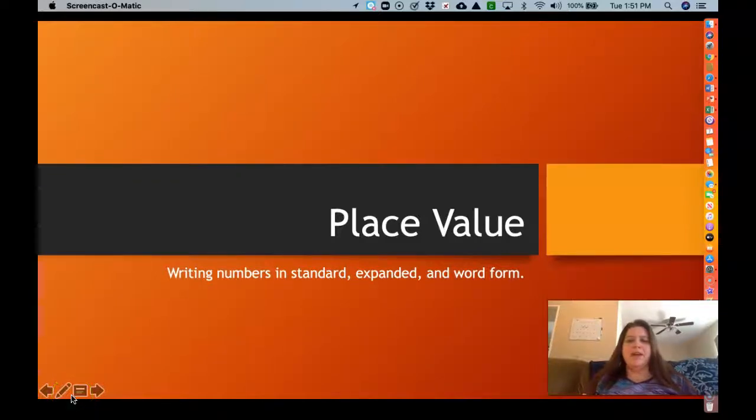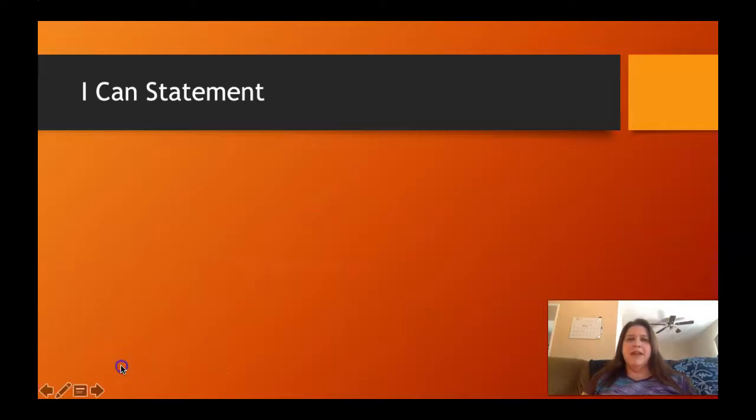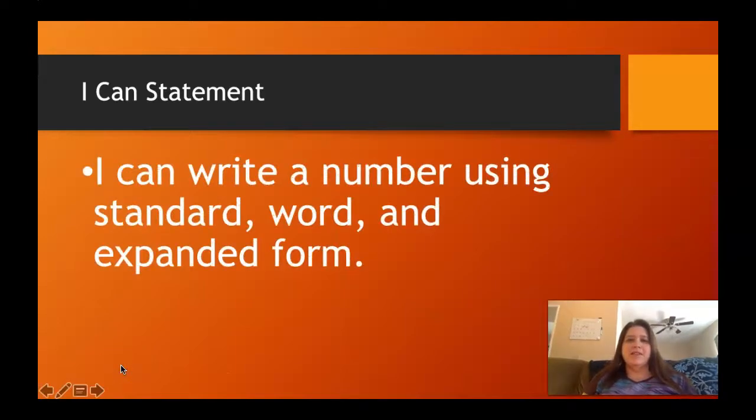This is back from chapter 1. Remember, during this time of our school we're doing review lessons, and we are going to be writing numbers in standard, expanded, and word form. Our I can statement for today is I can write a number using standard, word, and expanded form.